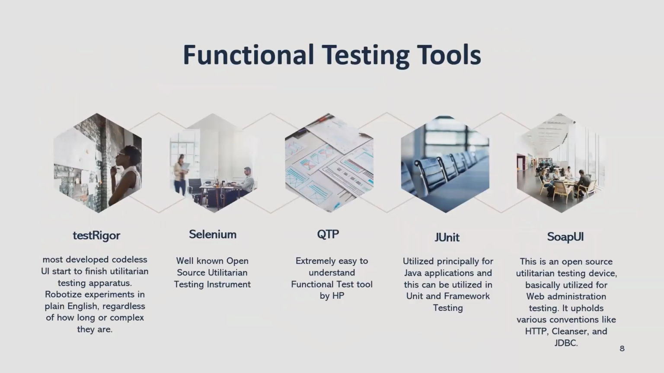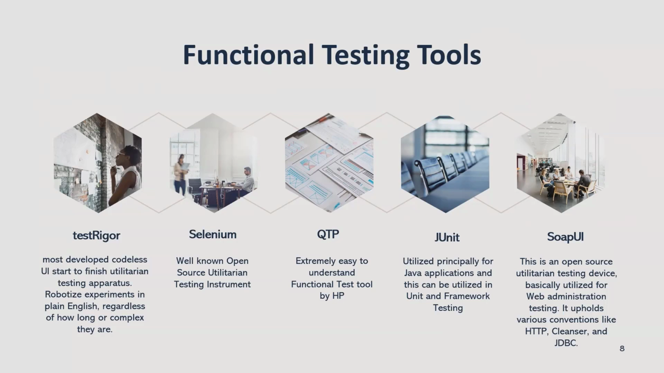So for testing functional applications, there are lots of tools available. We can use any of them. I'm just listing a few popular tools which we can utilize for testing the functionality of any application. TestTrigger is a modern UI-based codeless automation tool. This also comprises AI techniques where we can generate the automation flow in simple or plain English language. So this is one of the tools.